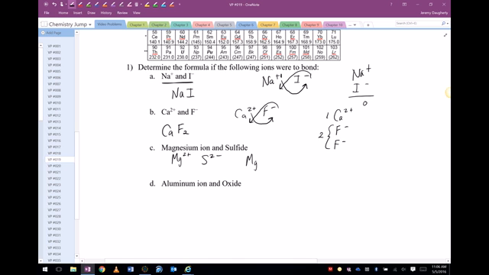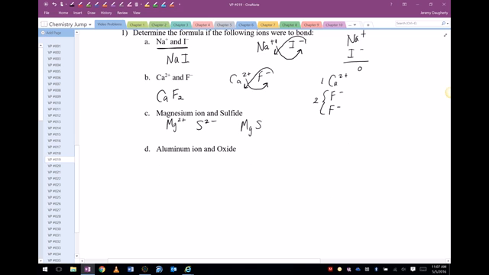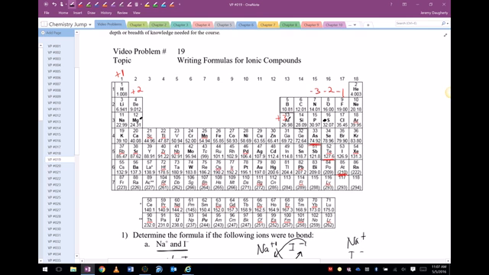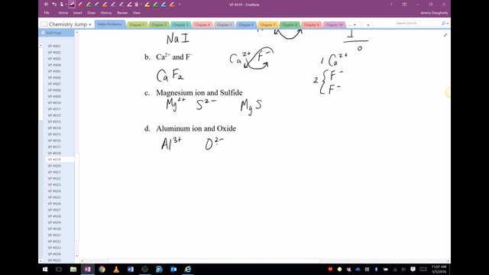Okay, the aluminum ion is right here, so it's +3. The oxide ion is 2-, so if we look at the periodic table, it's right here for the 2-. If I do the drop and swap, in other words, the 2 goes over here, the 3 goes over there, so I end up with Al2O3. No charges in a compound. Okay, it's neutral, it's not 2+ and 3-, it's 2 and 3.